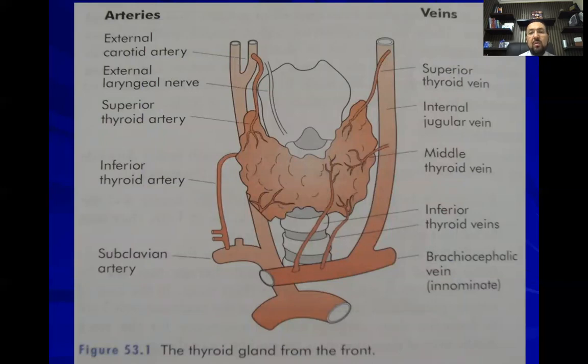As regards this, we quote this picture from the famous great book of Bailey and Love, where we can see the arterial supply: the superior thyroid artery, which is a branch from the external carotid artery, and the inferior thyroid artery, which is a branch from the thyrocervical trunk, first part of the subclavian. Then the thyroid veins: the superior thyroid vein draining into the internal jugular, the middle thyroid vein, if present, draining into the internal jugular vein, and the inferior thyroid vein or veins draining into the left innominate vein.